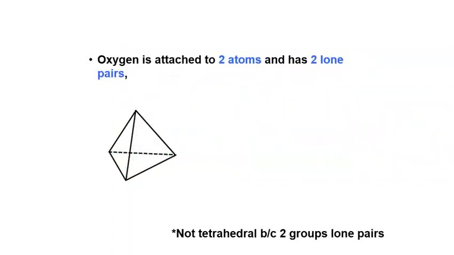Okay. Another example, and this is our final type of molecular geometry, is when we have something that has 2 atoms and 2 lone pairs. And this happens with oxygen all the time. So when oxygen is attached to 2 atoms and has 2 lone pairs, that makes the shape bent.